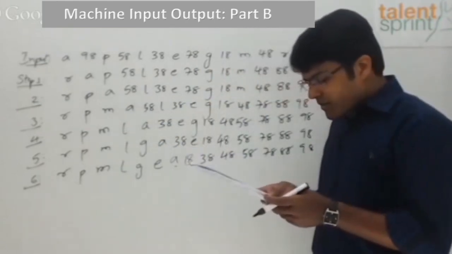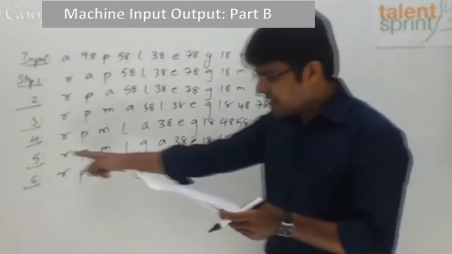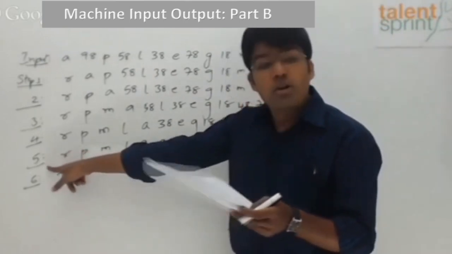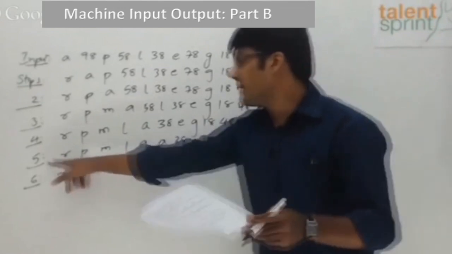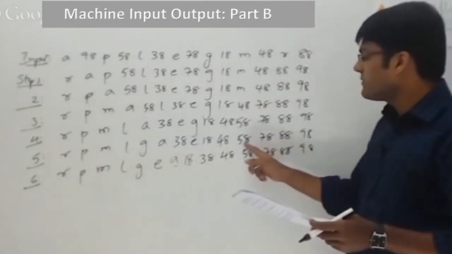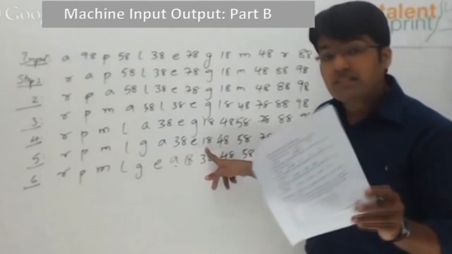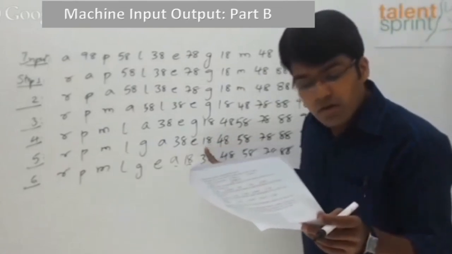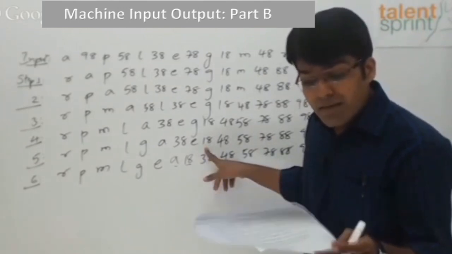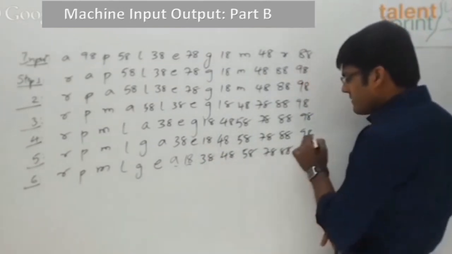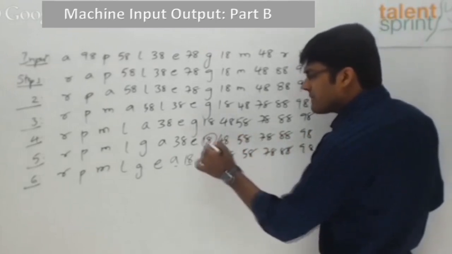Which word or number would be fifth to the sixth element from the right in step 5? Now what is the sixth element from the right? 1, 2, 3, 4, 5, 6. The sixth element from the right is 18. Now this is an important question. Sixth element from the right in step 5, 1, 2, 3, 4, 5, 6, is 18.